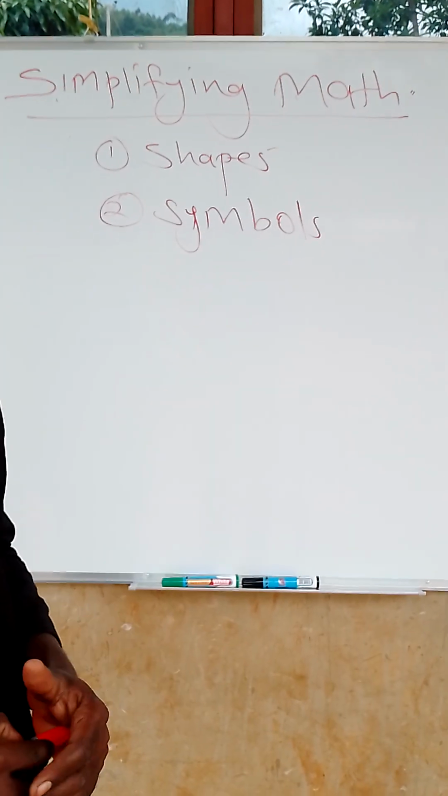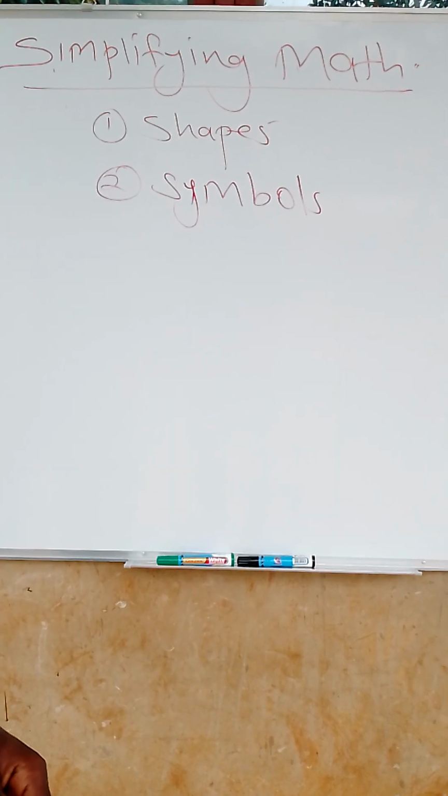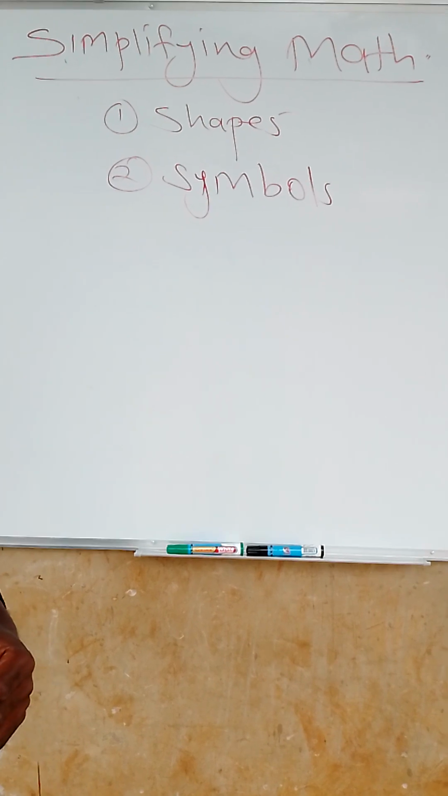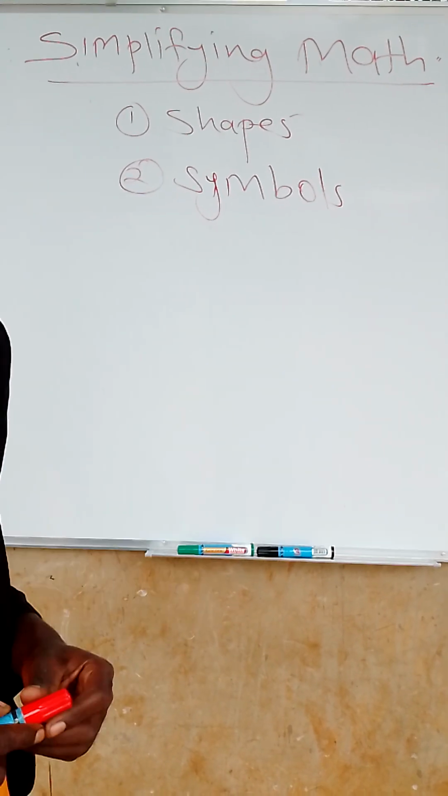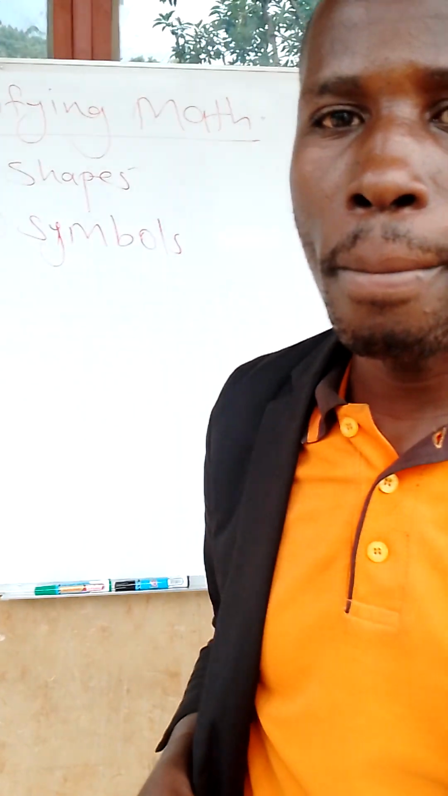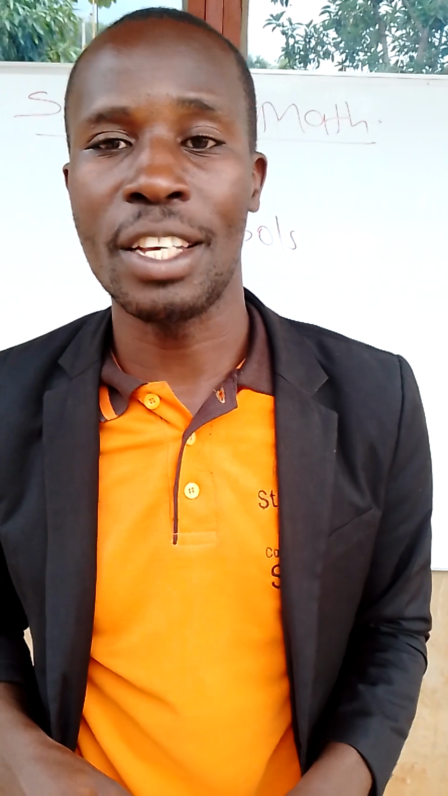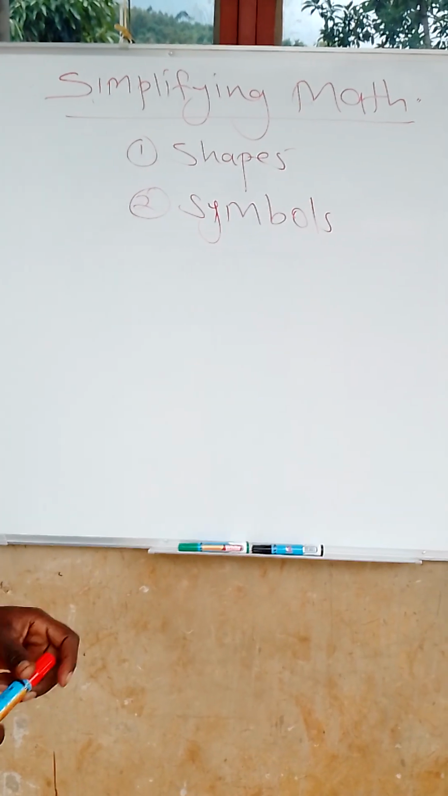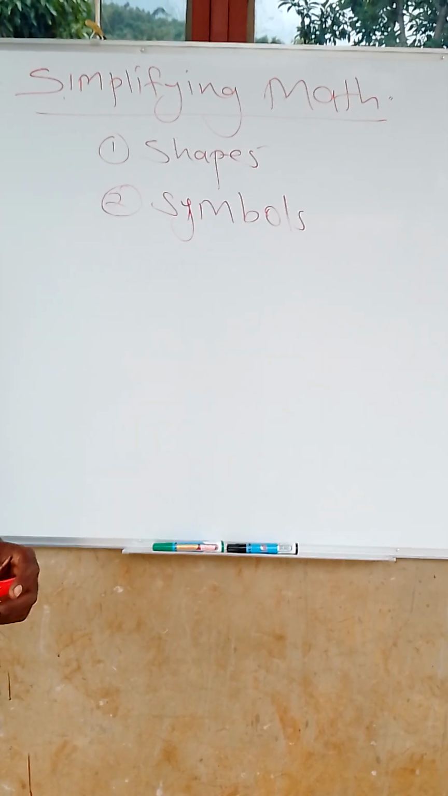Simplifying math. Before we simplify math, we need to know what math is. Math is one of the terminologies in math. We have different terminologies in math. So, mathematics is just a science of two things. These are the two things: a science of shapes and symbols.